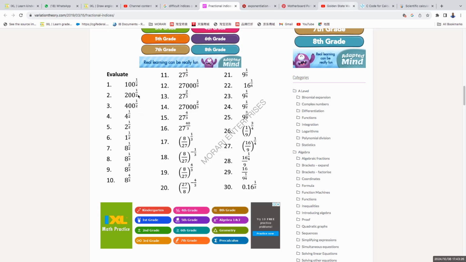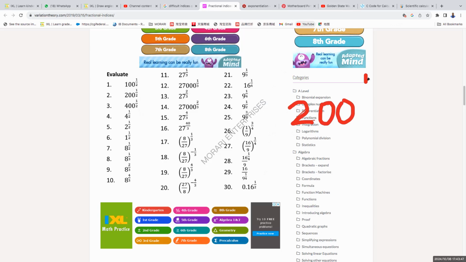Then look at 200 to the power half. I love this type of question. 200 to the power half means the square root of 200. But how do you solve it? How do you solve the square root of 200? Will you say, I don't know the square root of 200? No.